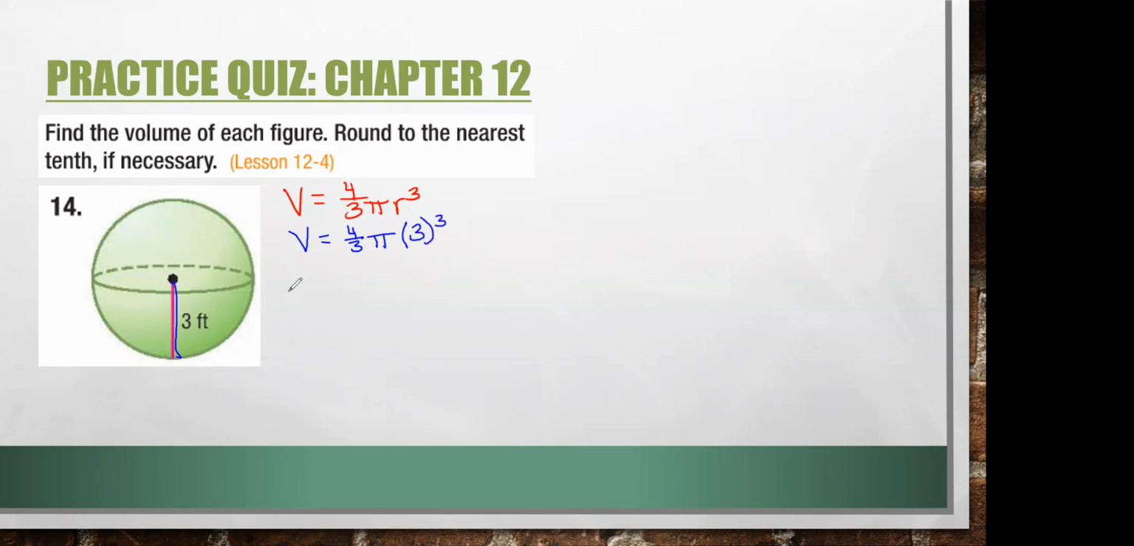So that's 3 to the 3rd power, okay? So that would be 3 times 3, which is 9, times 3 again, which is 27. So we multiply 4/3 times 27. And when we do that, we can cross simplify. 3 goes into 3 once. 3 goes into 27 9 times. And then 4 times 9 is 36. 1 times 1 is 1. 36 divided by 1 is 36. So we've got 36 times pi.